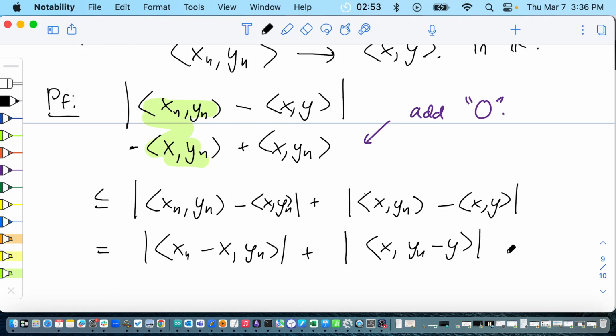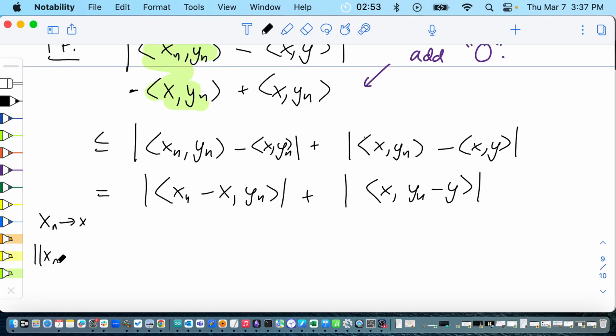How could we bound this thing? We have some inner products. Oh, it's so annoying. How do we make these inner products go away? How can we control them? Yeah. Xn is approaching x. So if xn is going to x, that means we know something about the norm of xn minus x. Xn going to x tells us the norm of the difference of the vectors is going to 0. But unfortunately, I don't have any norms anywhere on my page. I just have inner products.